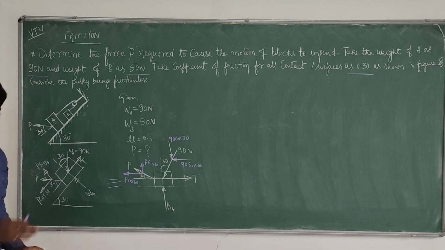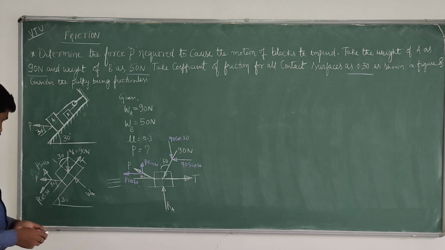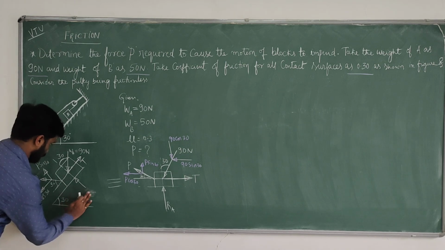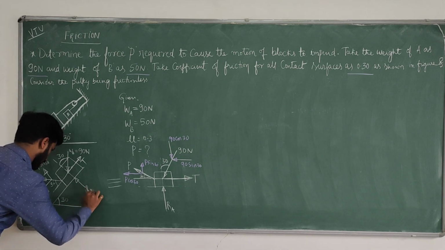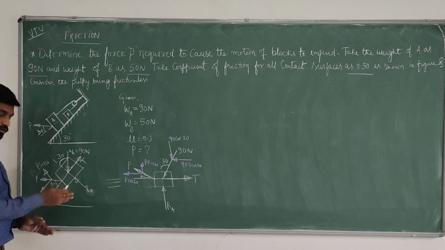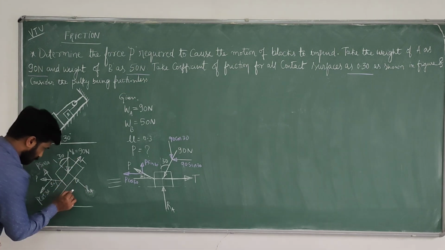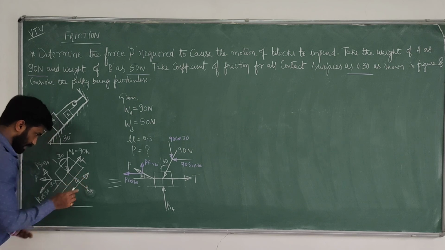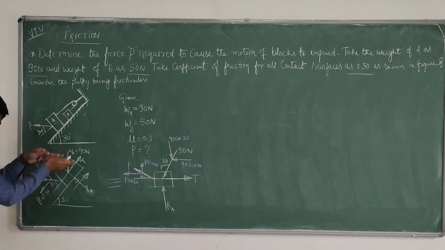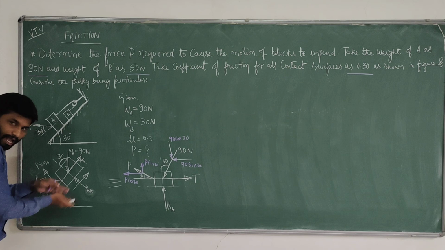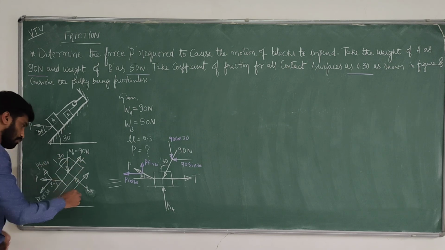I'm just writing the block separately. This is RA, the reaction at A. And also the friction: since P is applied in the downward direction, the friction will develop in the opposite direction.